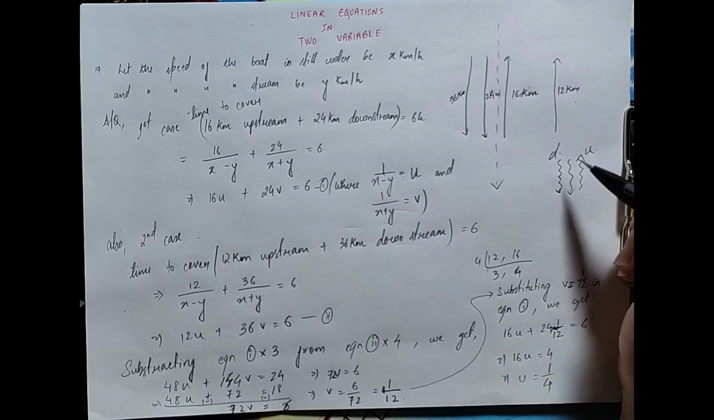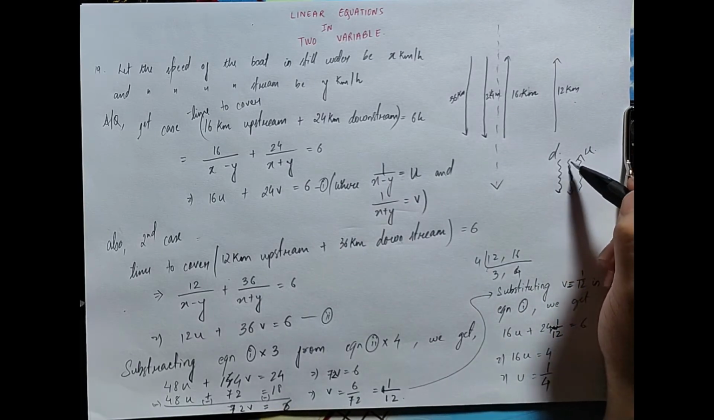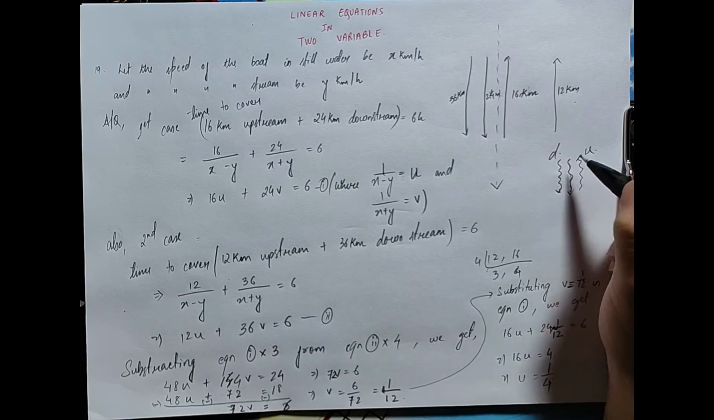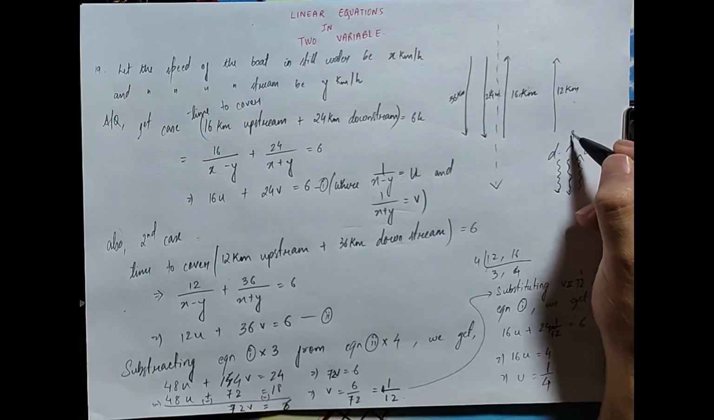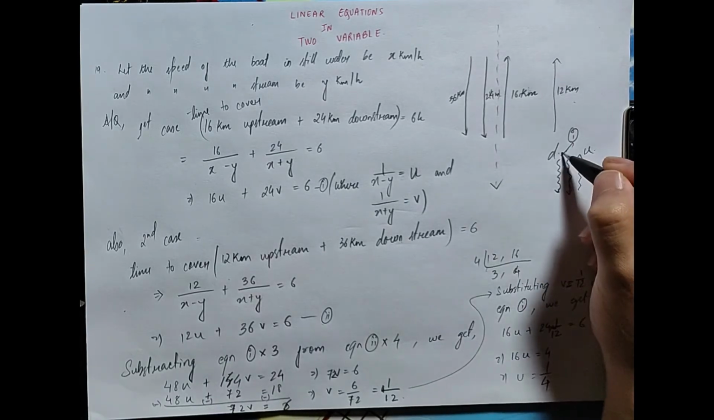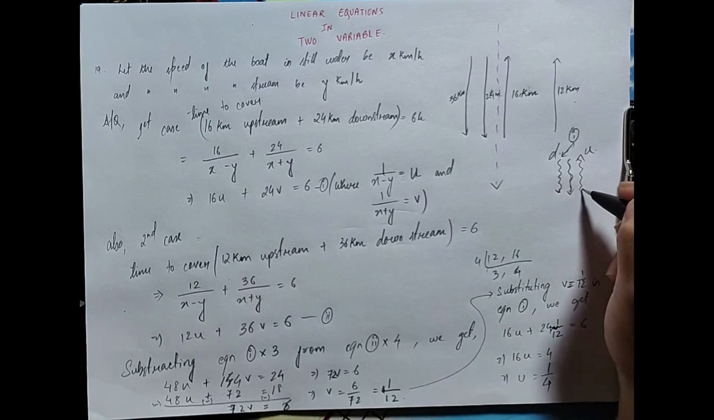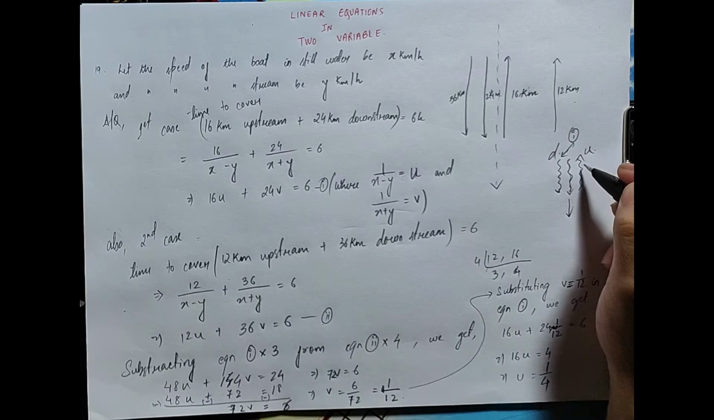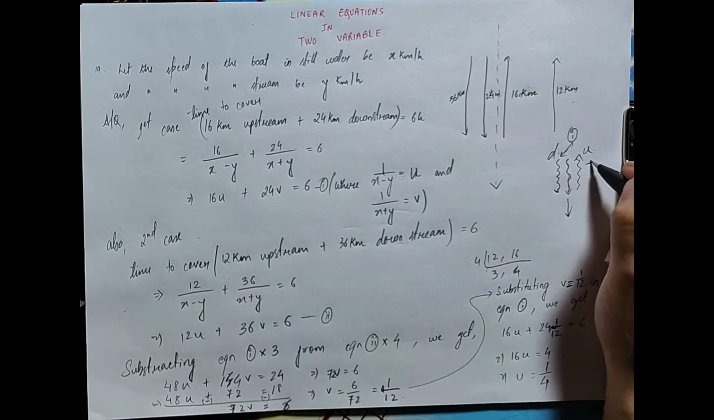Now one thing that we have to understand is, obviously if you are moving along the stream, then your speed will be increased. Whereas if you move against the stream, against the current, the current is in this direction and you are moving in this direction, so obviously your speed will be reduced.